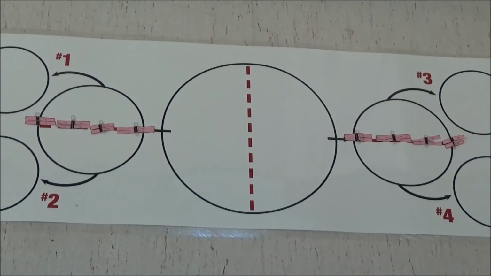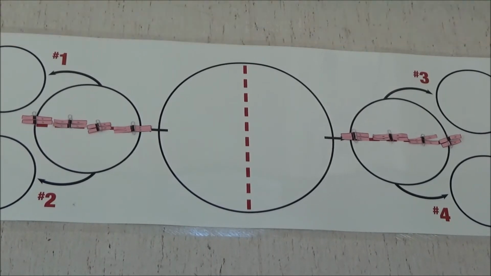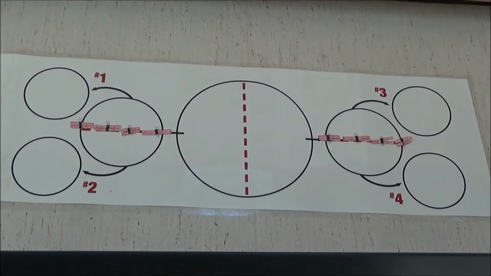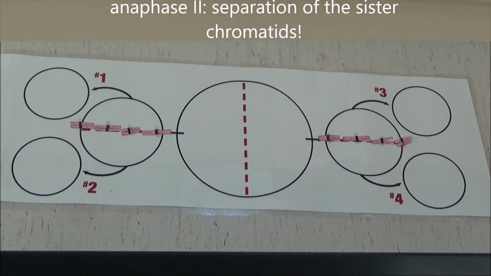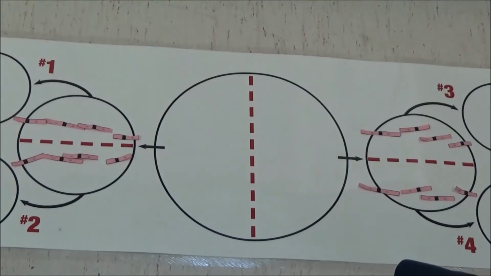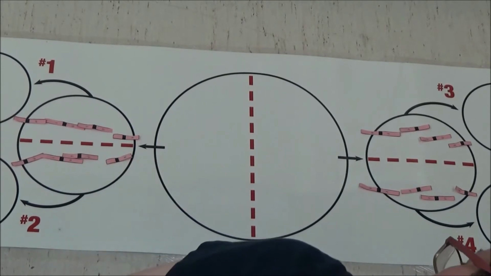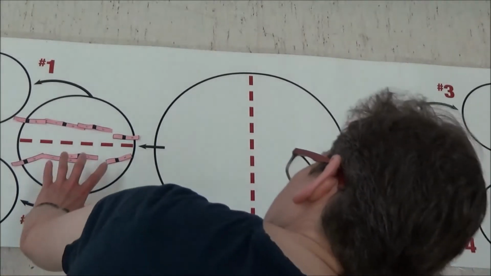So this is metaphase 2. And it looks a lot like metaphase of mitosis because the centromere of each chromosome is lined up on the metaphase plate. Let's model what happens now in anaphase 2. What process occurs in anaphase 2? Separation of the sister chromatids. So there's anaphase 2. Now imagine telophase occurs with cytokinesis, and our chromosomes end up in different daughter cells again.